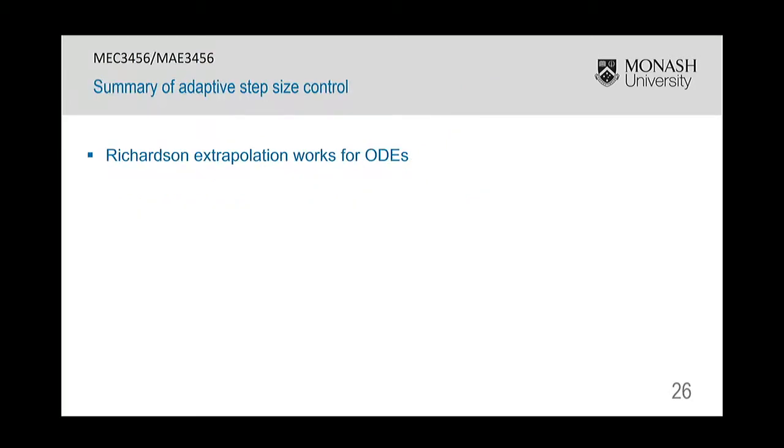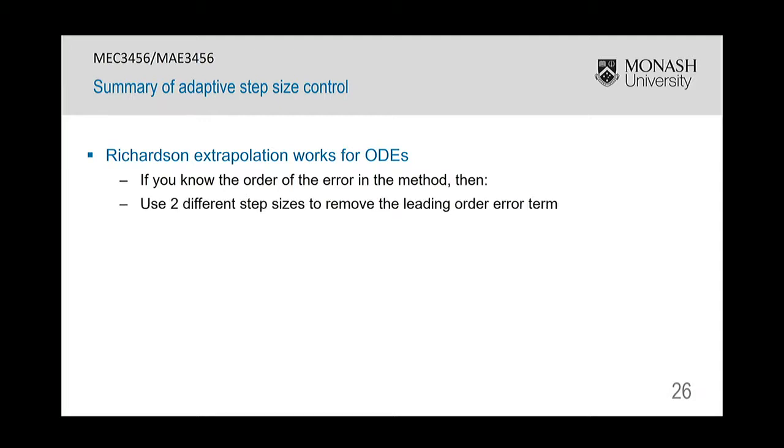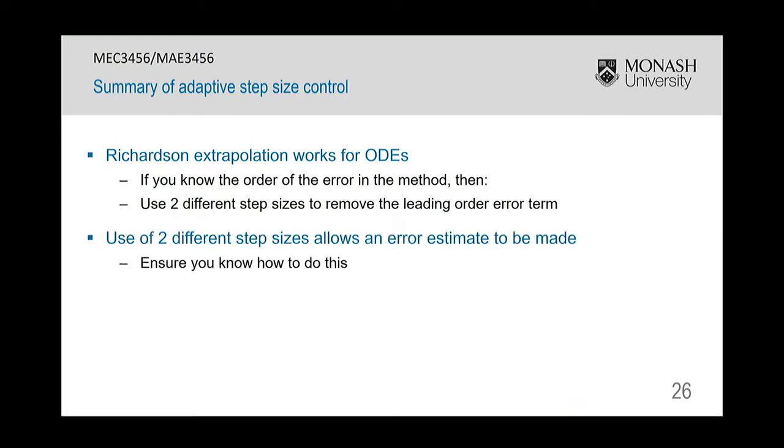That's the Bulirsch-Stoer method, and that's it for adaptive step size control. Just to summarize that topic, Richardson extrapolation works for ordinary differential equations. If you know the order of the method, then we need to use 2 different step sizes to remove the leading order error term. That's essential, however. You have to know what that error is, or how it scales. Use of 2 different step sizes also allows you to make an estimate of the error. We've been through that in a couple of these videos, but ensure you know how to do this, because this is potentially examinable.